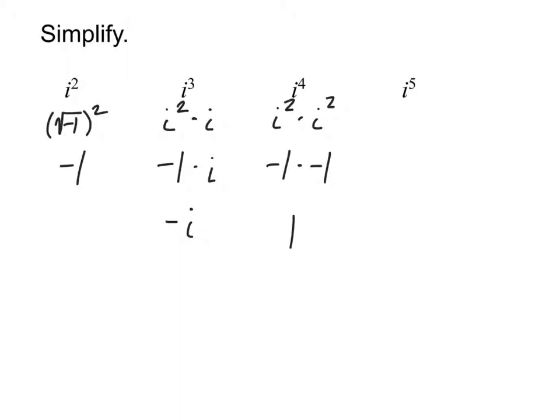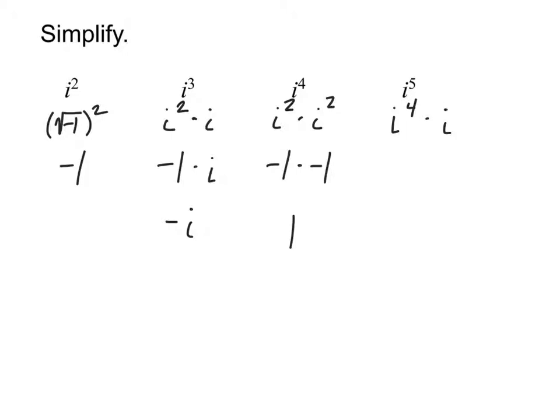All right, last one. i to the 5th. In some ways it's really just to bend your brain just a little bit. i to the 5th. Well, I can rewrite that. You actually have a couple options here. You could write it as i squared times i squared times i. Or, I just figured out what i to the 4th was, so I'm actually going to write it as i to the 4th times i.